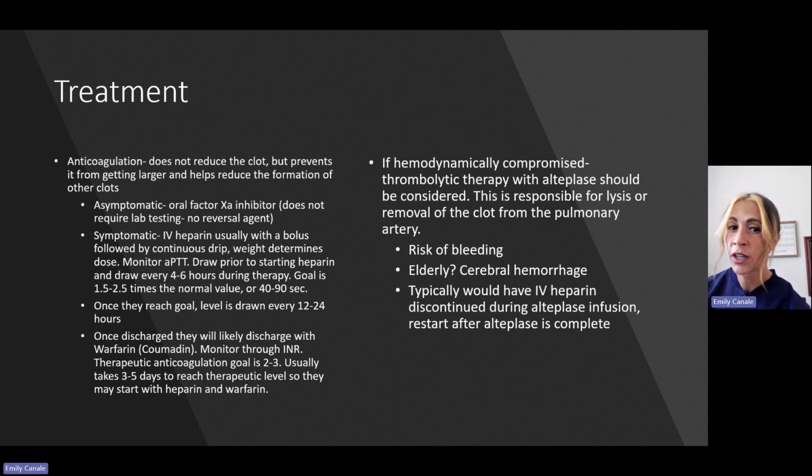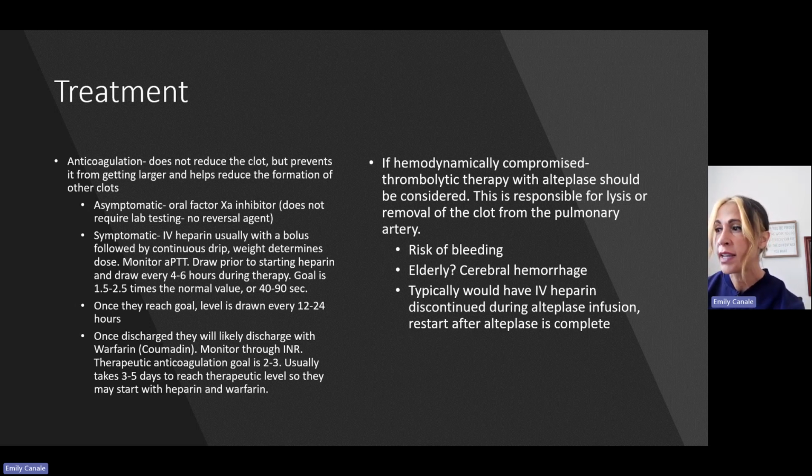If they are severely compromised, like hemodynamically compromised, that is when they might go to thrombolytic therapy, which is your ACEs. So that's your alteplase would be an example of that. And that is different because that actually removes, like that's breaking down the clot. So obviously there's a lot more risk with that. So the adverse effects may preclude their use. We might not want to use those.